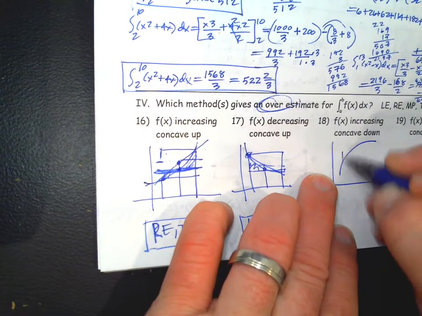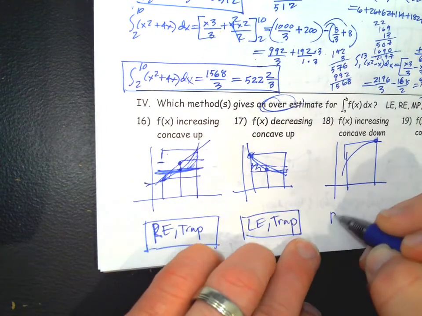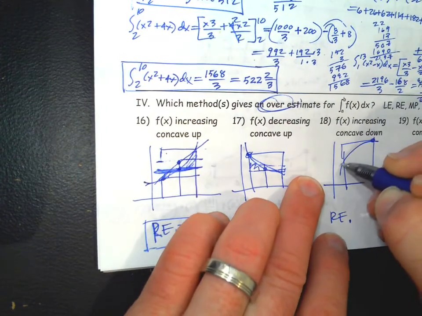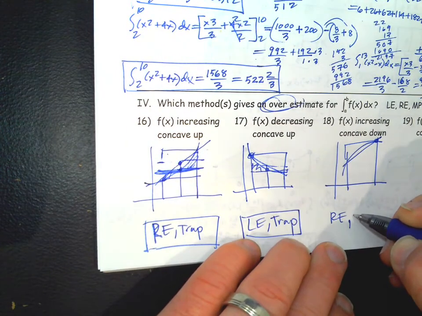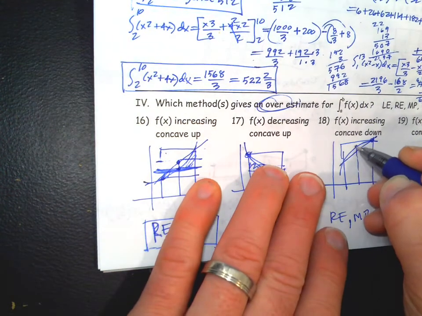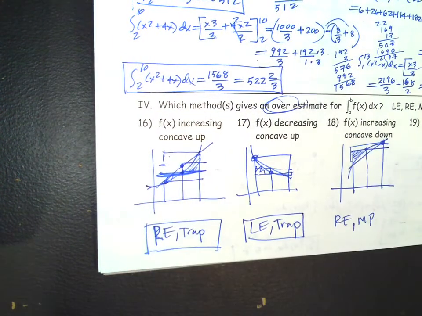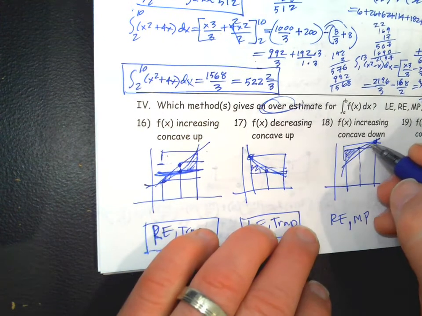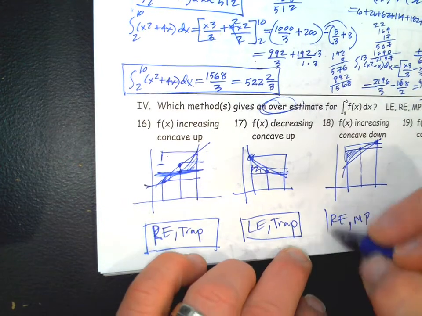Increasing, concave down. Well, right end is going to be the overestimate, right? Trapezoid is going to be under, which kind of leads me to believe that midpoint will be the over. If you draw it, you're going to get more over, and because it's concave down, the graph is getting less steep, and so the under part is less than the over part, so it's over.